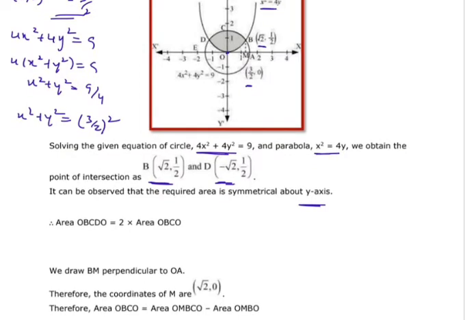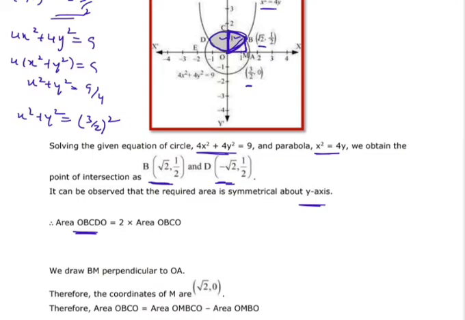So now the area of OBCDO is equal to 2 times the area OBCO. We are finding the whole area here, so this much area minus this area. The first one, this area we get, and if we multiply by 2, then we get this area also, right?